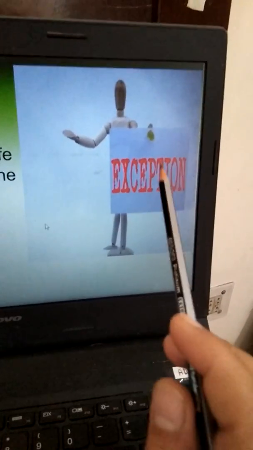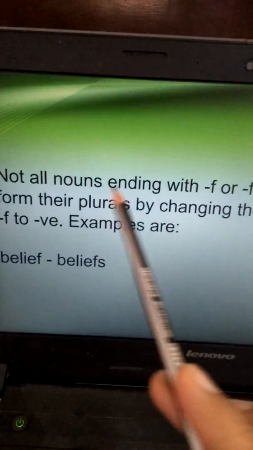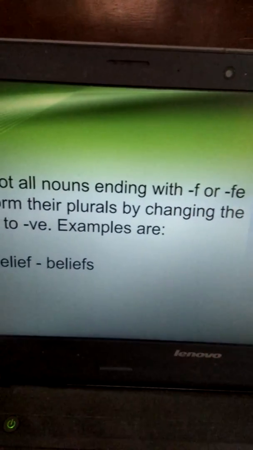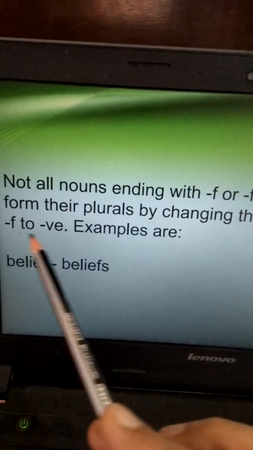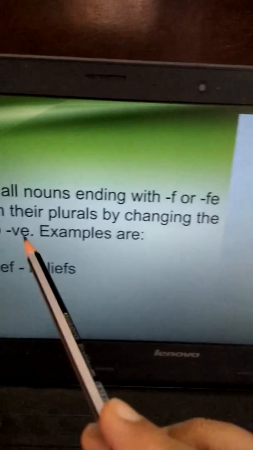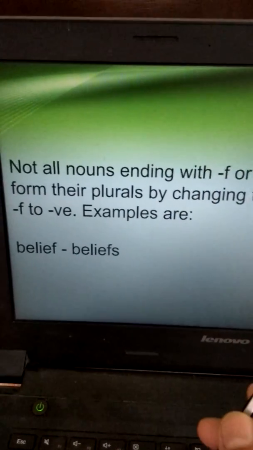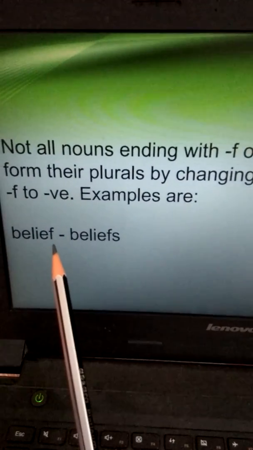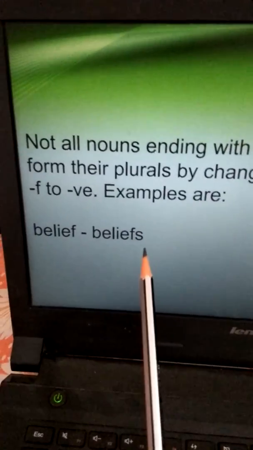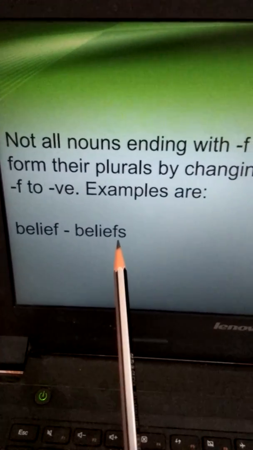But there is an exception in this case. What is the exception? Not all nouns ending with F or FE form their plurals by changing the F into VE. It is not same in all cases that F or FE will change into VE. Some words like belief, it does not change into VE. We just put S at the end to change into plural.